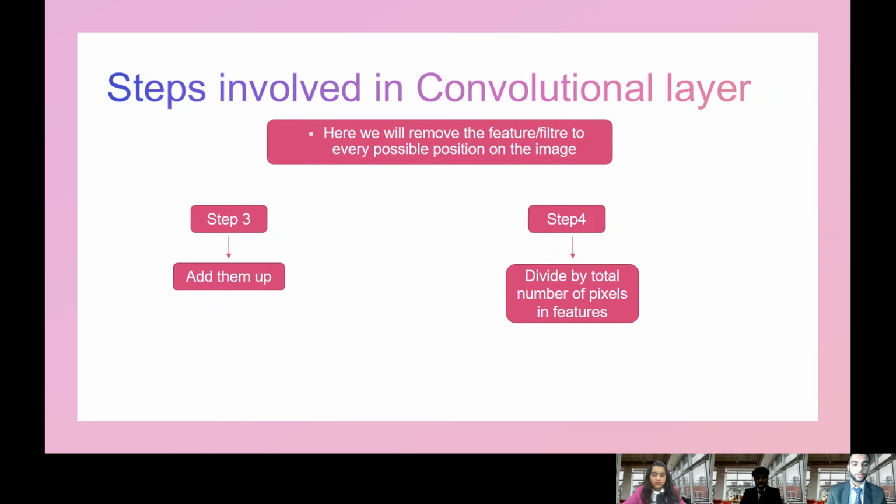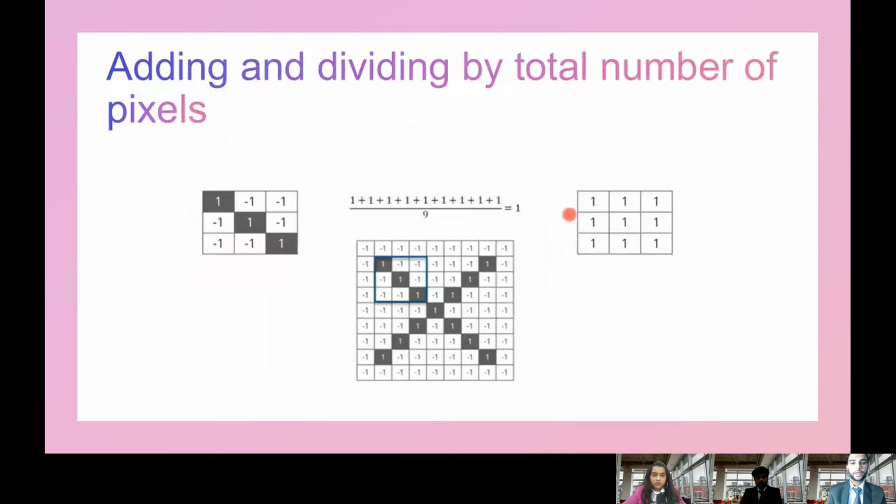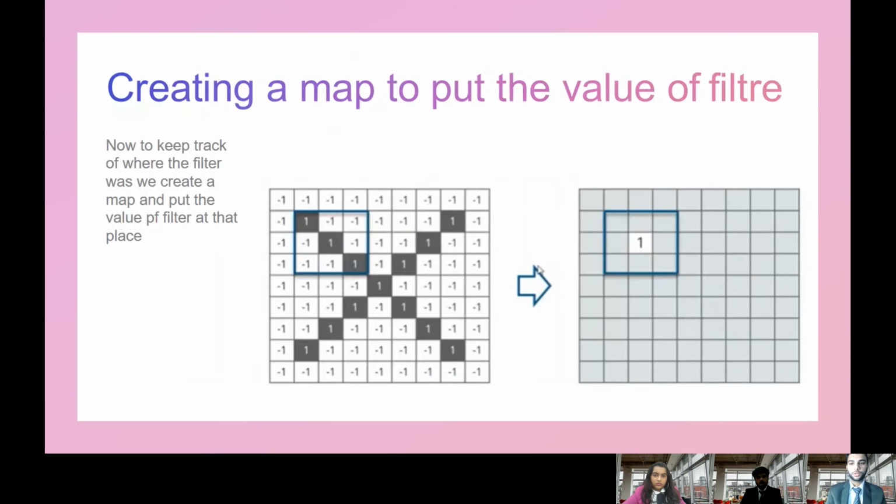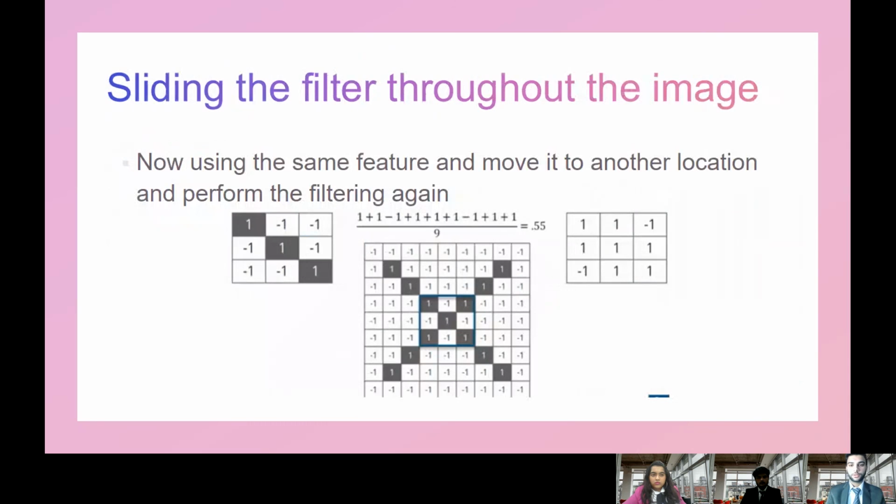Now after we complete the matrix, we need to follow the next two steps, which are step 3, add them up, and step 4, divide by the total number of pixels in the feature. So after the multiplication of the values, we add all of them and divide by the total number of pixels, and we get some value. We make a map and put the value of the filter in that particular place, and we will move our filter throughout, sliding the filter throughout the image.